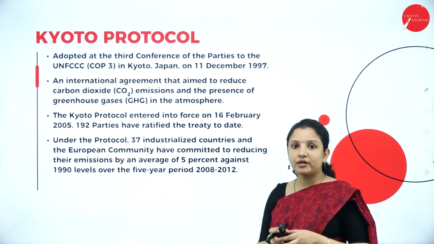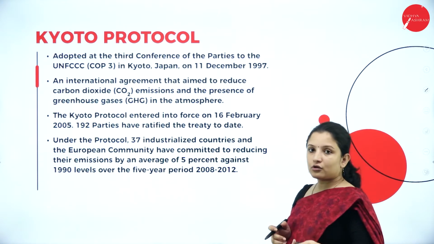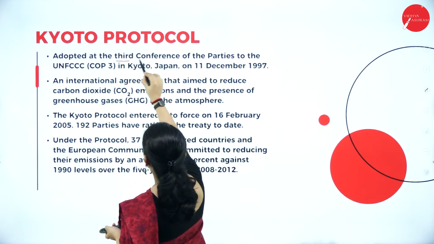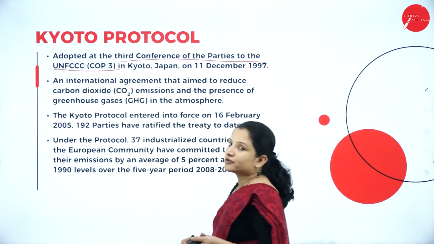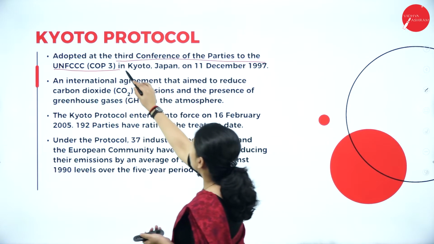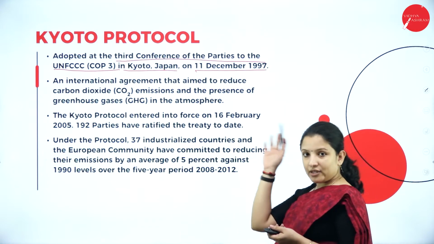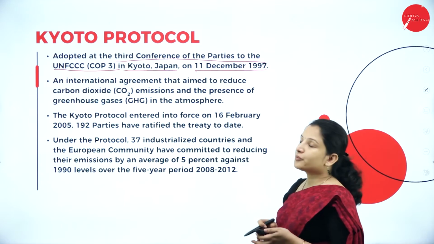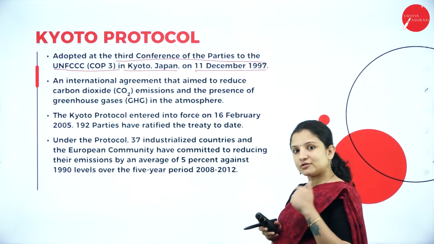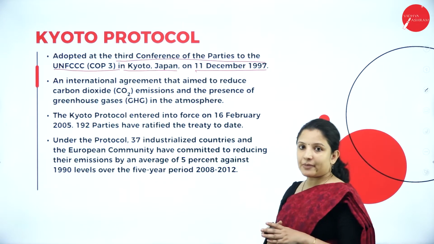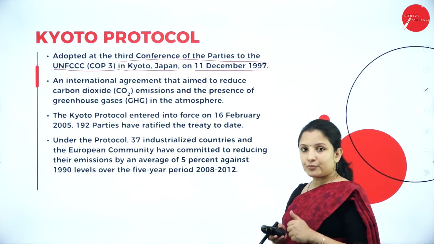Next, talking about one more international agreement, that is the Kyoto Protocol. The Kyoto Protocol was adopted at the 3rd Conference of the Parties to the UNFCCC. There was a conference held in Kyoto, Japan on 11th December 1997, and during that conference the Kyoto Protocol was adopted. So it is called the Kyoto Protocol because the conference was held in Kyoto, Japan, on 11th December 1997. So what is this Kyoto Protocol?